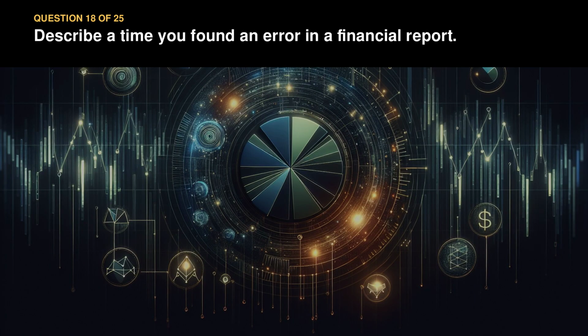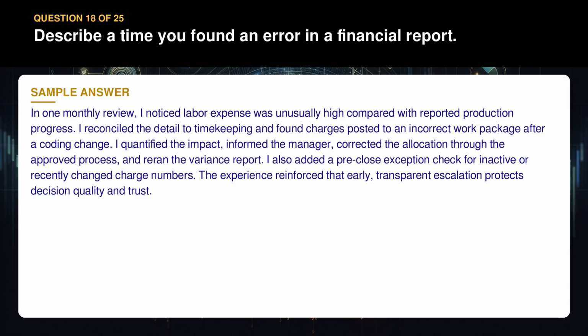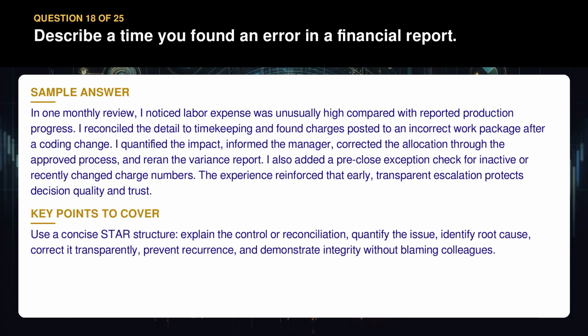Question 18. Describe a time you found an error in a financial report. In one monthly review, I noticed labor expense was unusually high compared with reported production progress. I reconciled the detail to timekeeping and found charges posted to an incorrect work package after a coding change. I quantified the impact, informed the manager, corrected the allocation through the approved process, and reran the variance report. I also added a pre-close exception check for inactive or recently changed charge numbers. The experience reinforced that early, transparent escalation protects decision quality and trust. Use a concise STAR.